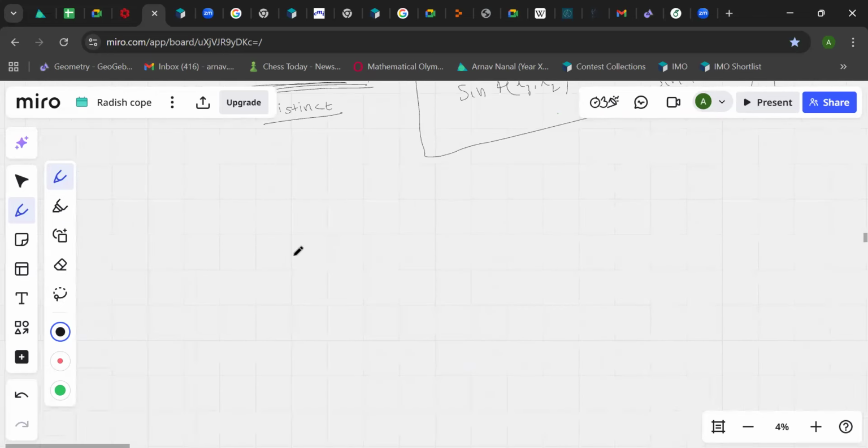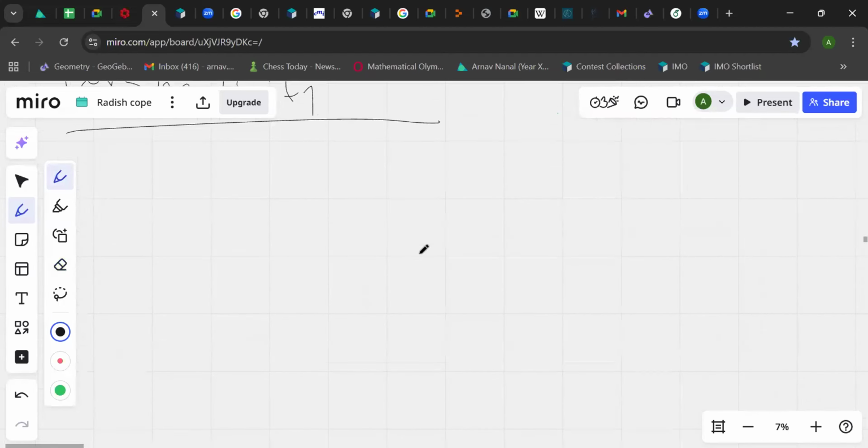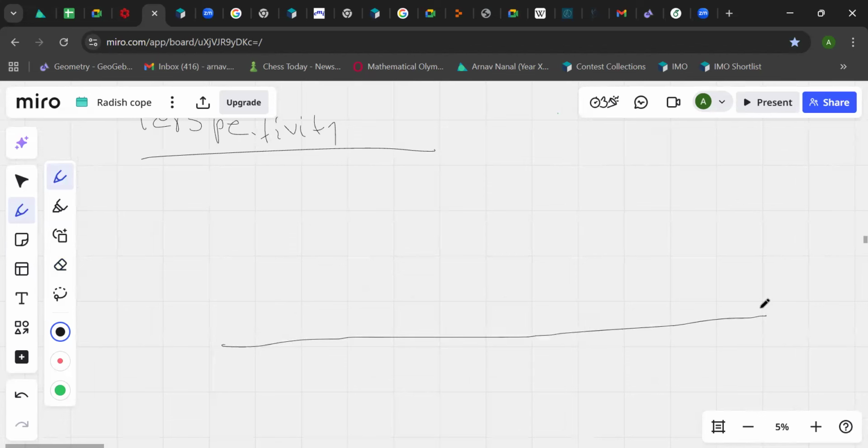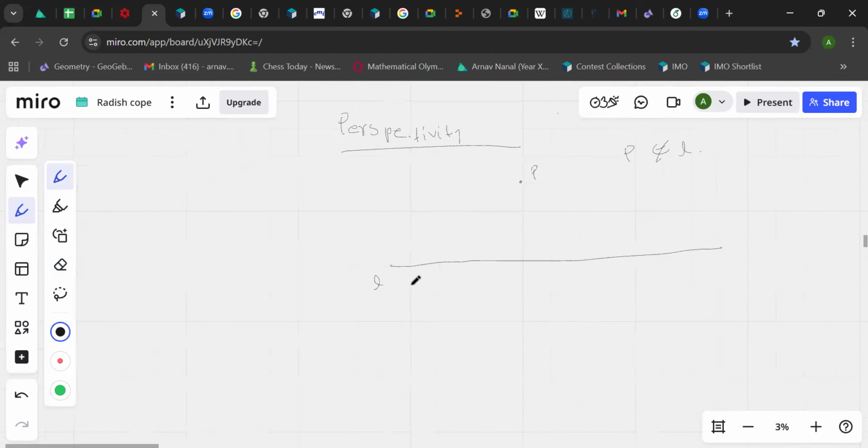After this, on a line or on a conic, we will define what is meant by perspectivity, and when you are allowed to take perspectivity. If you have a line and a point not on the line, which is really important, so P does not belong to L, can you see that every point on L corresponds to a unique point, a unique line through the pencil of P?